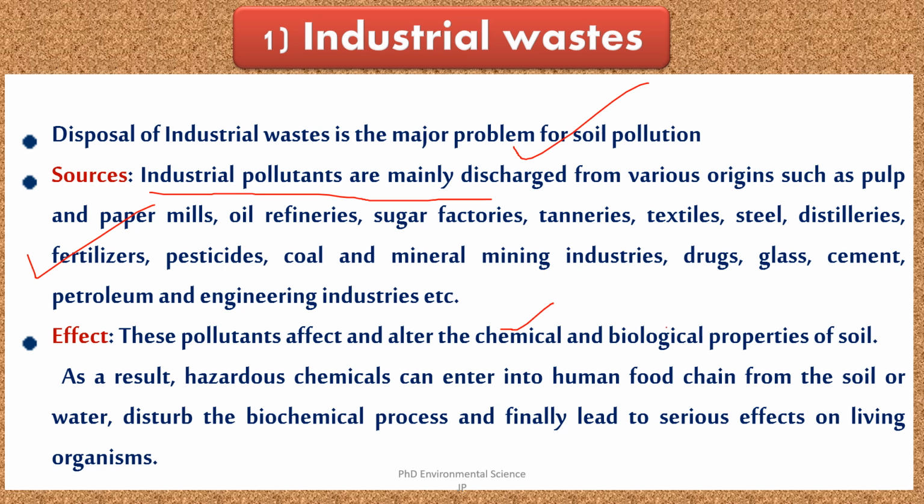Biological impacts. Soil pollution disrupts the biological properties of soil by affecting microbial communities, nutrient cycling processes, and the overall soil ecosystem. Human health risks. Hazardous chemicals from polluted soil can enter the human food chain through crops grown in contaminated soil or through contaminated groundwater, which is used for irrigation. This exposure can lead to serious health effects, including cancer, neurological disorders, reproductive issues, and many other diseases.